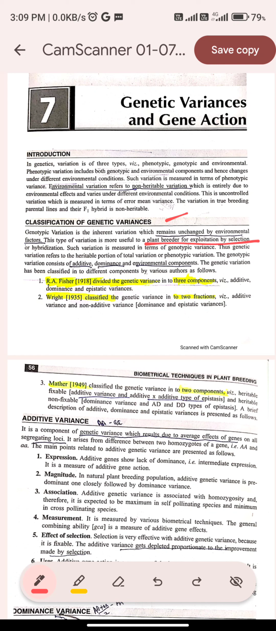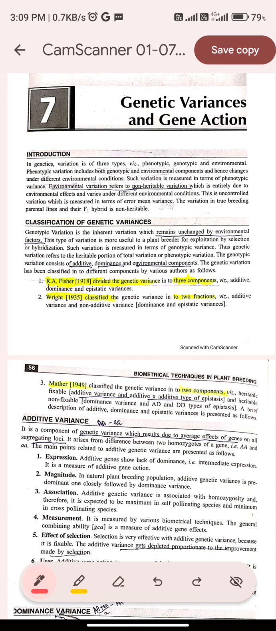This is the most valuable for plant breeders for exploitation by selection, because if you select for this type of variation, it will be inherited and passed to the progeny, to further generations. So this genetic variation consists of three types, that is additive, dominance and environment. These are genotypic variation.